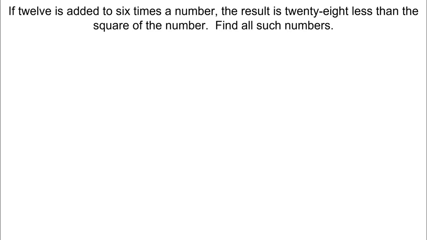This example says if 12 is added to 6 times a number, the result is 28 less than the square of the number. And we need to find all numbers that make this work. The first thing that I'll notice is it says that if 12 is added, so that lets me know right off the bat, we're going to be adding 12 to something. So I go ahead and put blank plus 12, because I know we're going to add 12 to something. Let's not worry about that something right now.